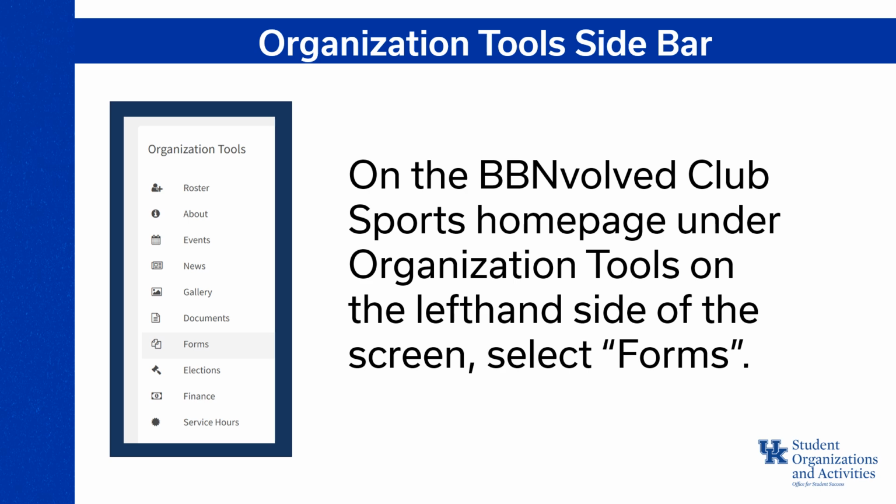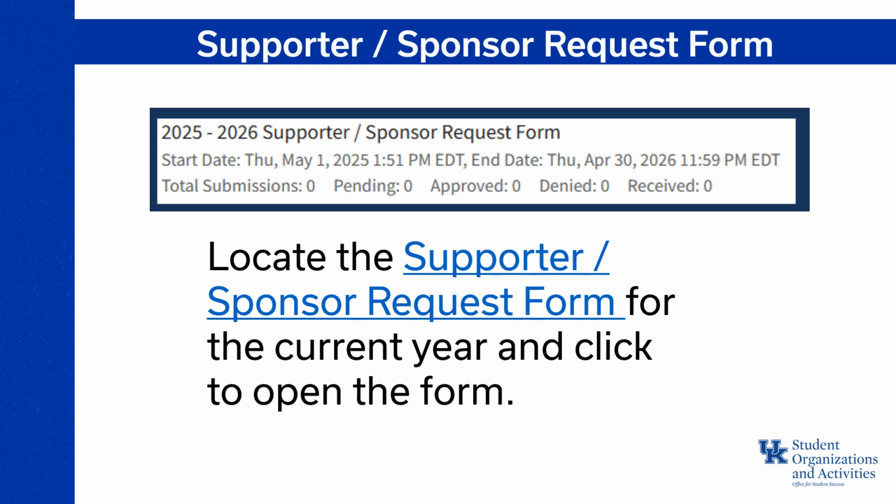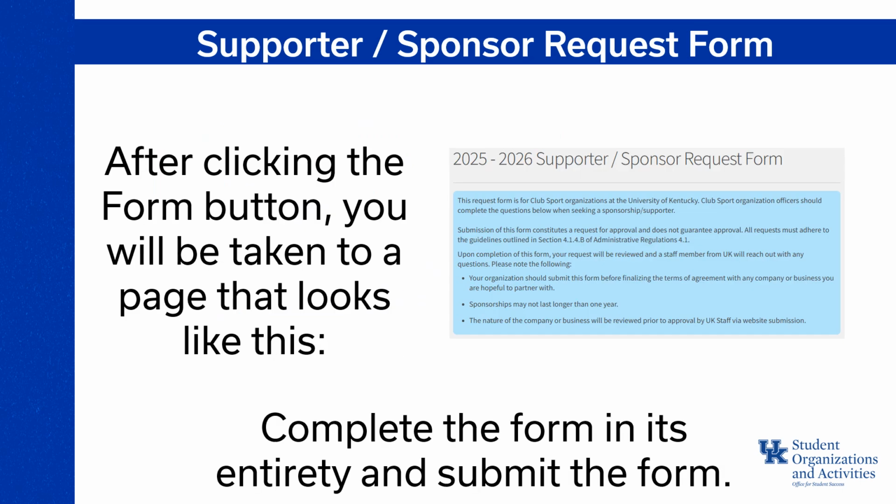To find the request for enrollment verification form, once again, you will visit the Forms section under the organization toolbar on the left-hand side of your screen. Locate the supporter/sponsor request form for the current year and click to open the form. After clicking the form button, you will be taken to a page that looks like this. Complete the form in its entirety and submit the form.